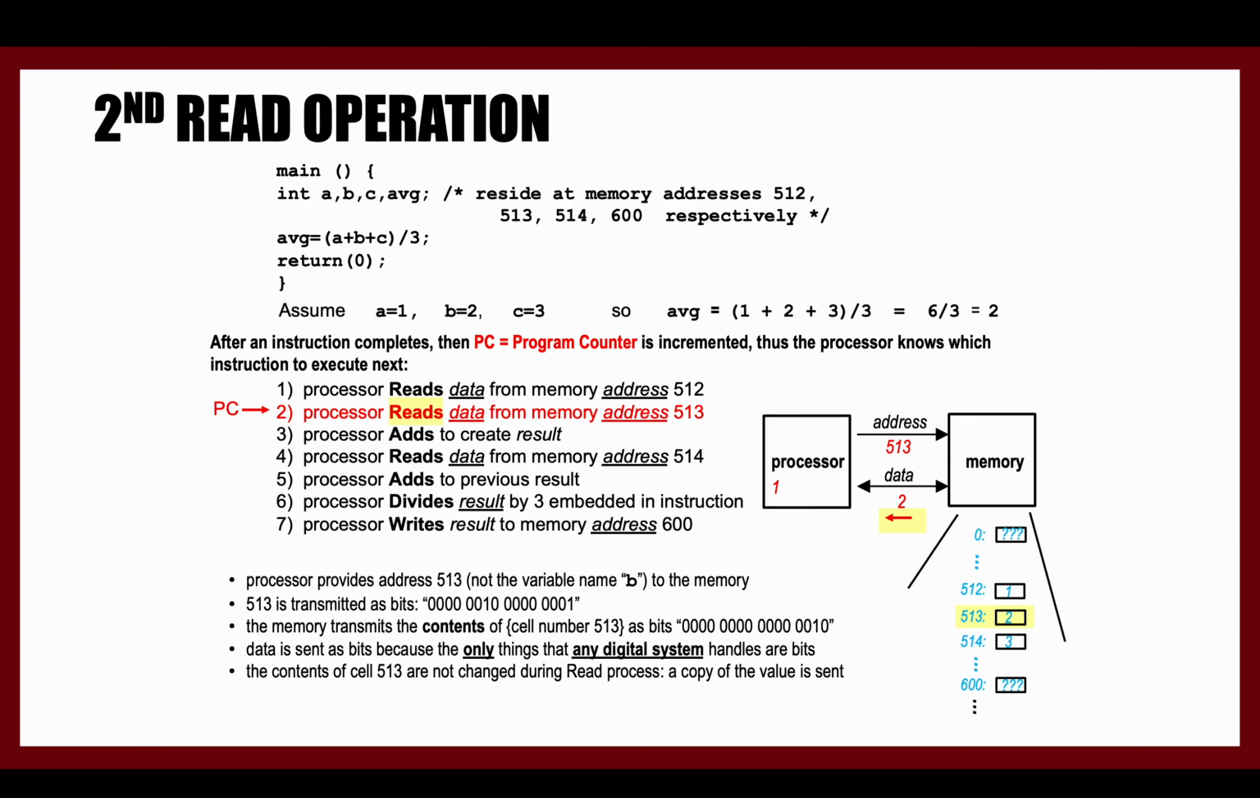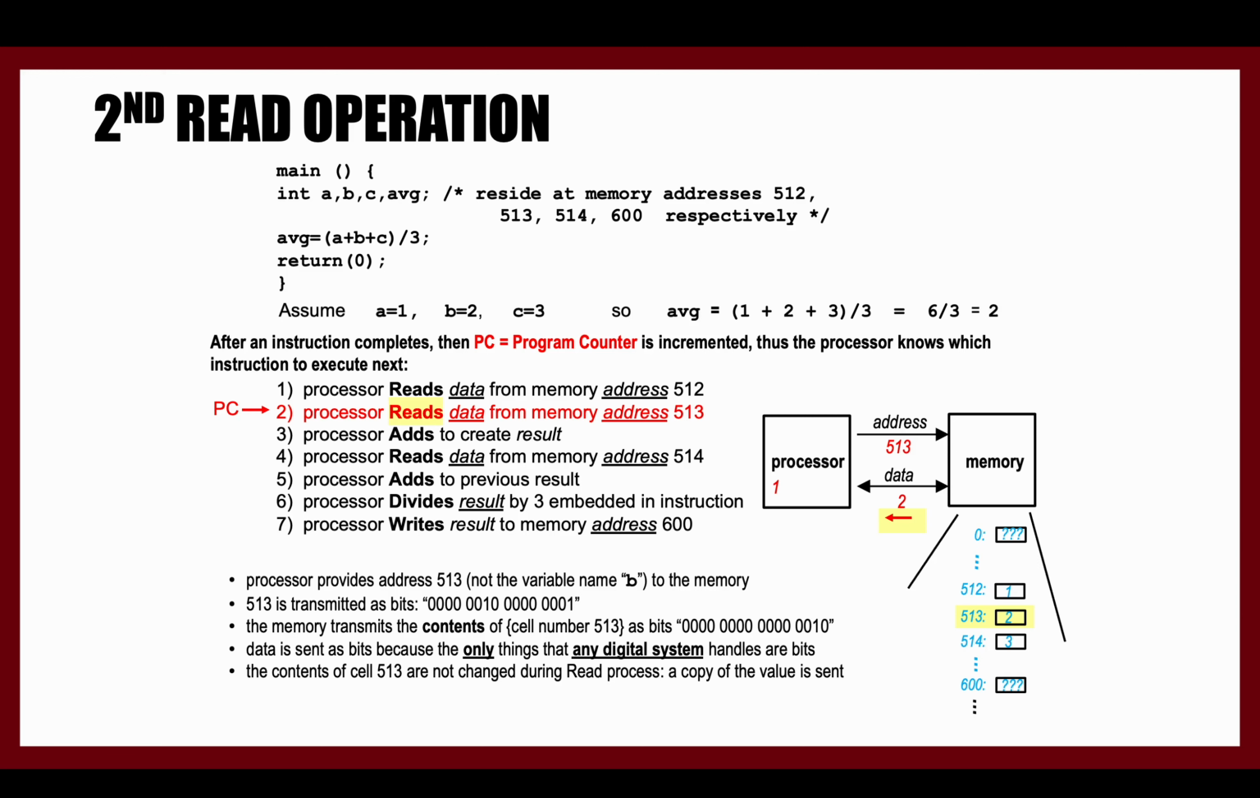The slide from the previous slide focuses on the second read operation. Program and assumptions: same program as before, with a1, b2, c and average having their respective addresses. Program counter: after the completion of an instruction, the program counter increments, guiding the processor to the next operation. Steps of the second read operation.